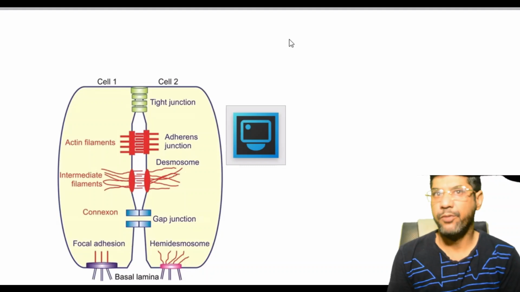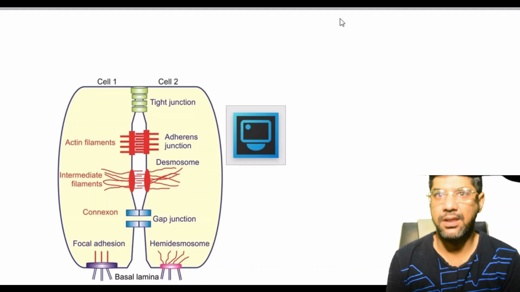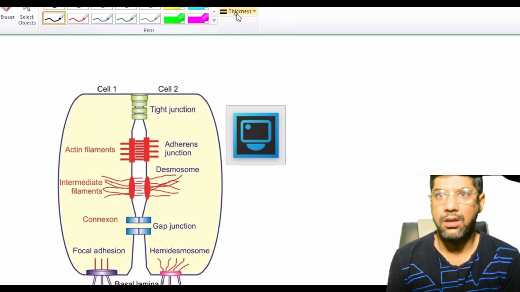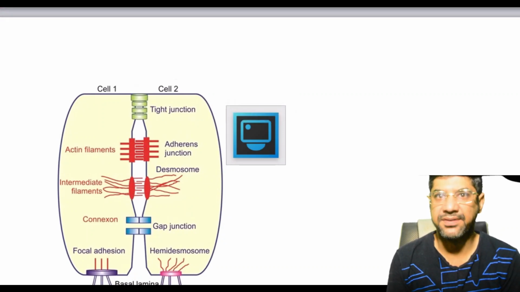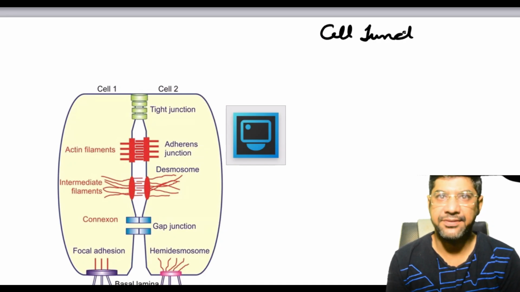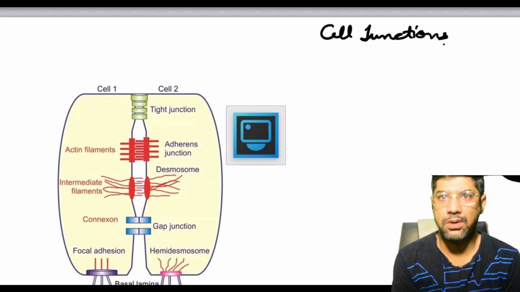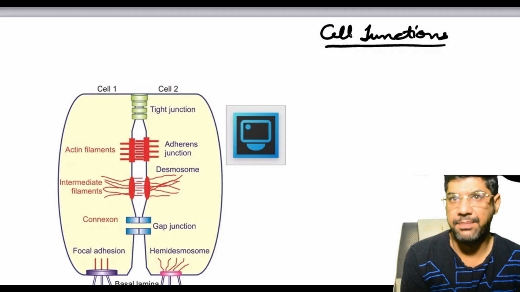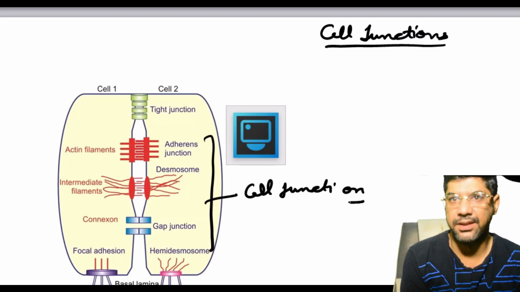Good morning, everyone. Today we are going to discuss how cells are held together. What do you think holds our cells together? How do they communicate and stay connected to form tissue? The answer lies in something called cell junction. Now, what is cell junction?